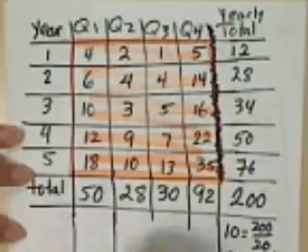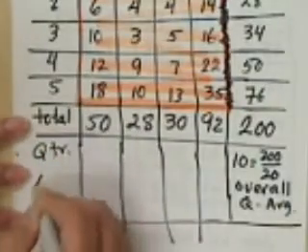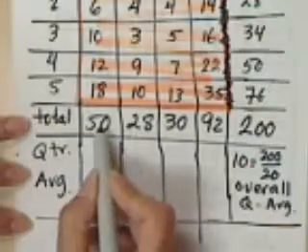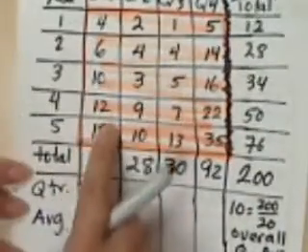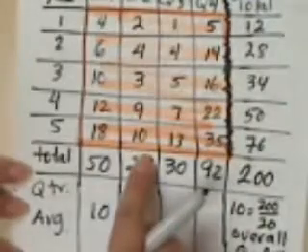Let's go ahead and calculate quarter averages. 50 divided by the 5 quarters that I have would give me 10. 28 divided by the 5 quarters of quarter 2 that I have gives me 5.6. Similarly, 30 divided by 5 is 6, and 92 divided by 5 is 18.4. So these are my quarter averages, and this is my overall average.